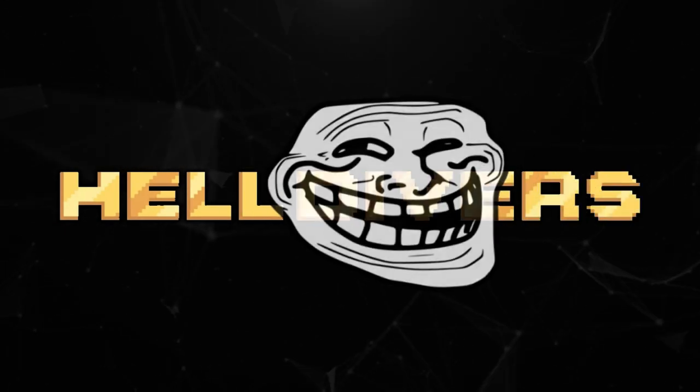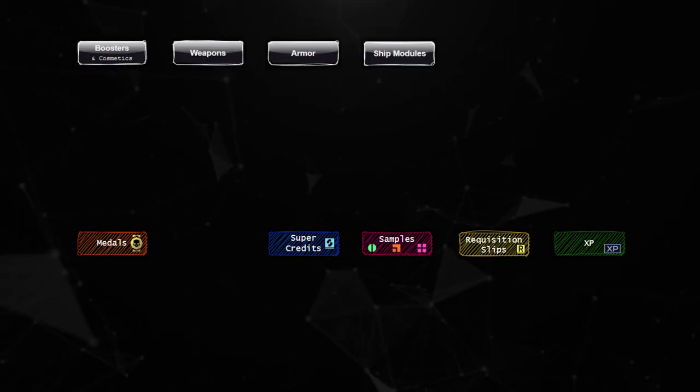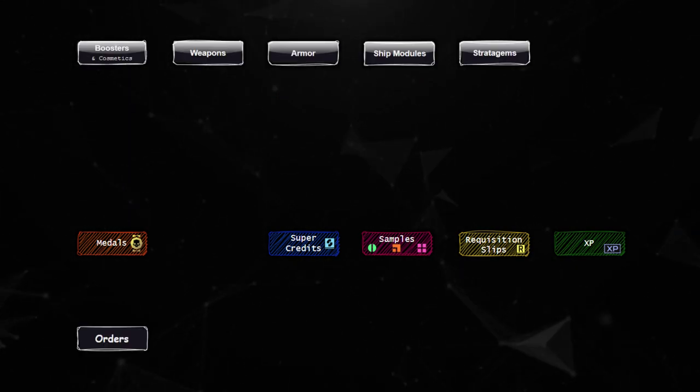Hello divers, this is a full breakdown of currencies and resources in Helldivers 2. What they are for and how to obtain them.